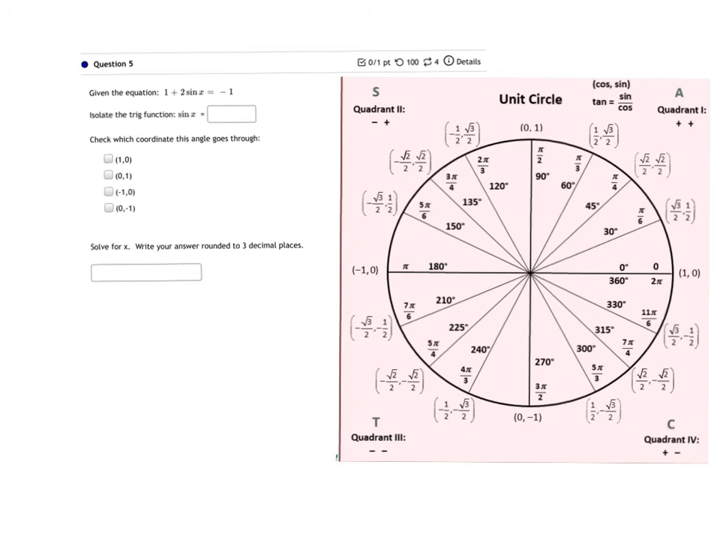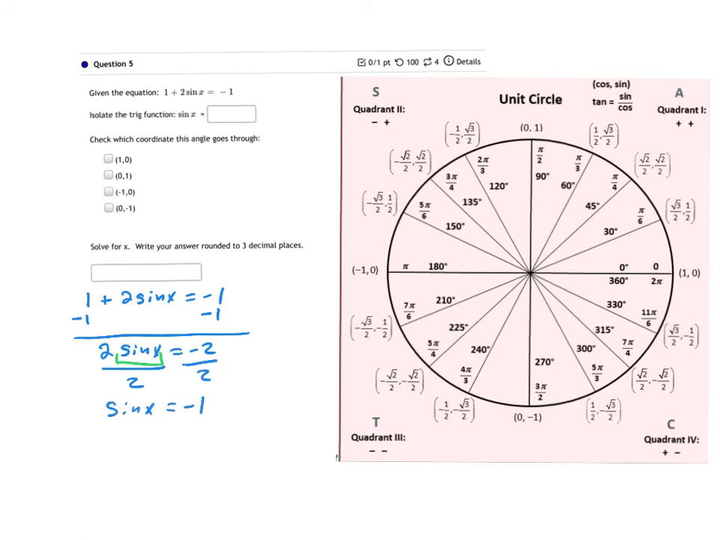Okay, let's take a look at another sine one. My answer is going to be just a little bit different in this one, so I'm going to start off by just writing down the equation is equal to a negative 1. So I start off by subtracting 1 from both sides, and I get 2 times the sine of x is equal to negative 2. Now remember, I want to isolate the sine x, so I need to divide by 2, and I get the sine of x is equal to a negative 1.